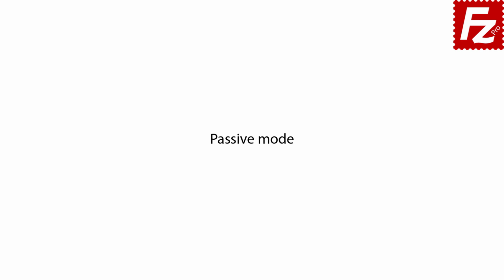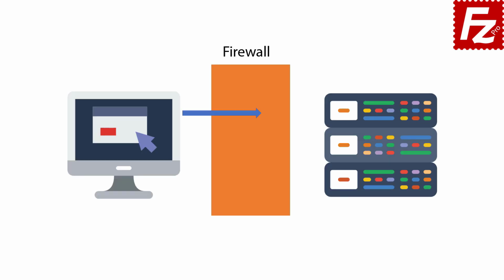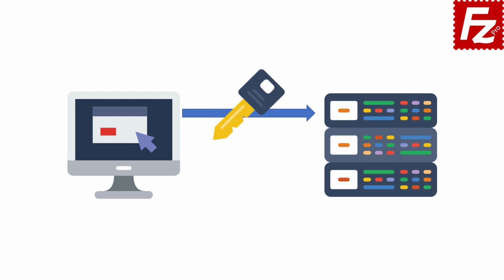In situations where the client cannot accept connections, like when blocked by a firewall, the passive mode has to be used. In the passive mode, the client uses the control connection to request an IP address and port, which are used by the client to open the data connection. FileZilla and FileZilla Pro support both active and passive FTP modes, passive mode being the default. The client sends the username and the password through the control connection. The server authenticates the login data and grants or denies access.